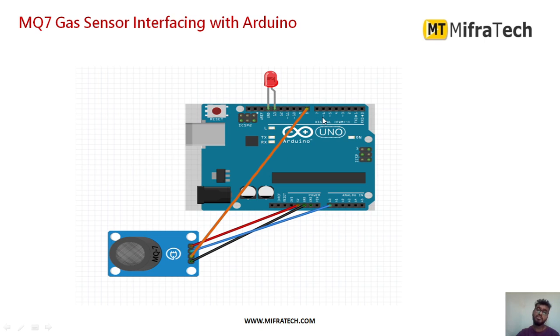And the digital pin, D out, I connected to pin number 8 of the Arduino Uno microcontroller. In order to see whether gas is detected or not, I am using an LED as an indicator, which I have connected to pin number 13 of the Arduino Uno microcontroller and grounded. So this is a simple connection to interface the MQ7 gas sensor to detect combustible gases with the Arduino Uno microcontroller. Next we will see how to program it.